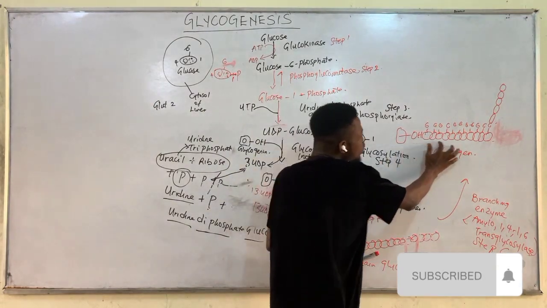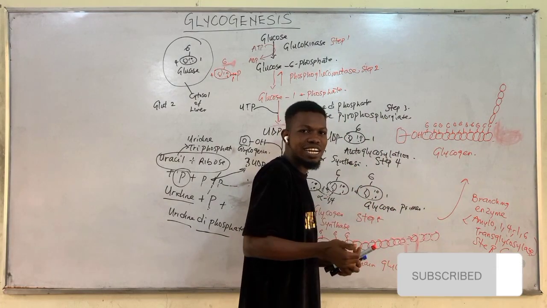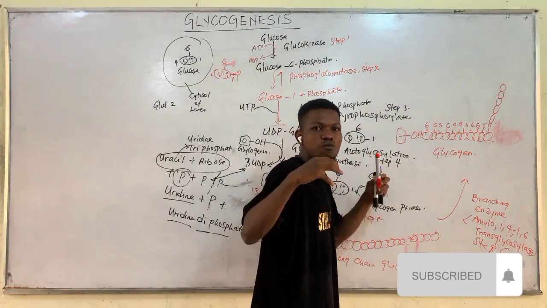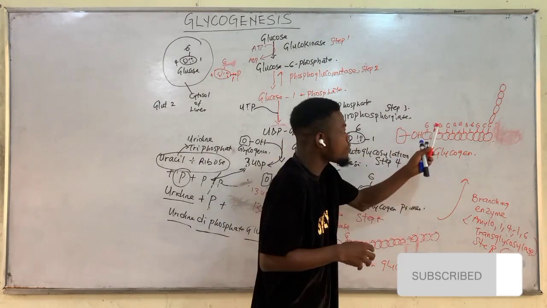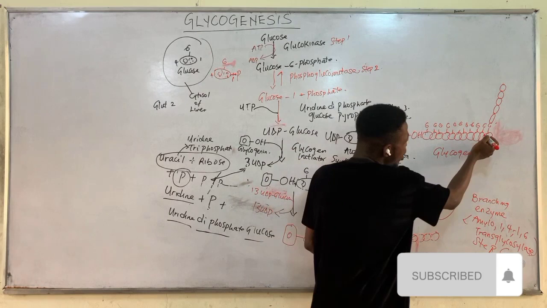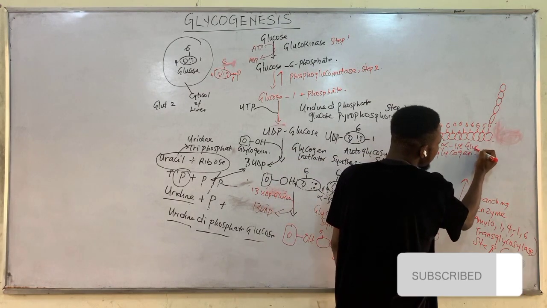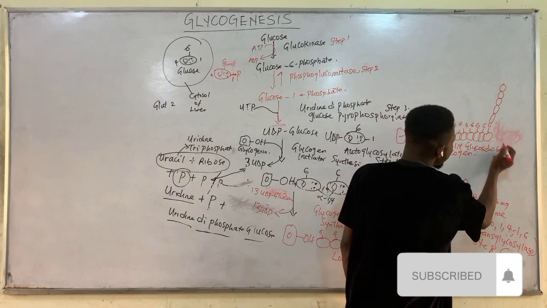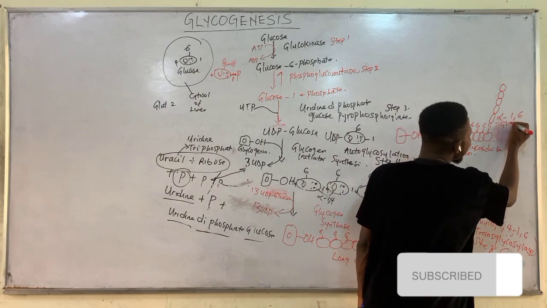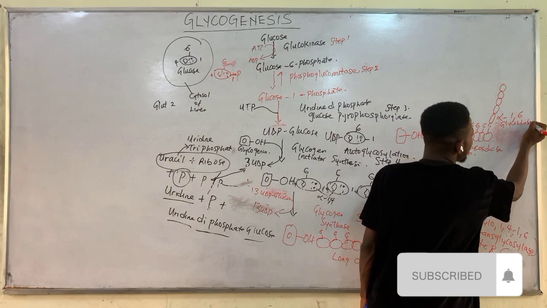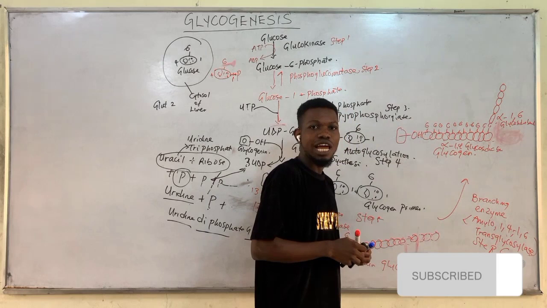So what is combined together is glucose. That's why glycogen is a homopolysaccharide. It tells you that a large amount of the same monosaccharide, glucose, is combined together to give us glycogen. Now, can you see the bond here? All these bonds are alpha 1,4 glycosidic bonds. The other one is this bond, the alpha 1,6 glycosidic bond. Can you see now? So this is what we call glycogen.